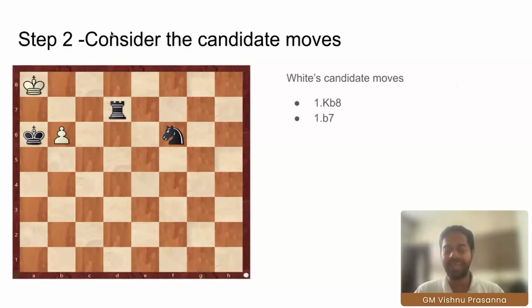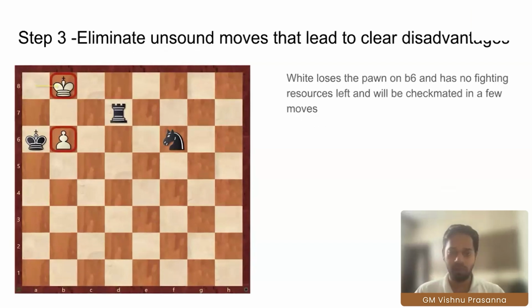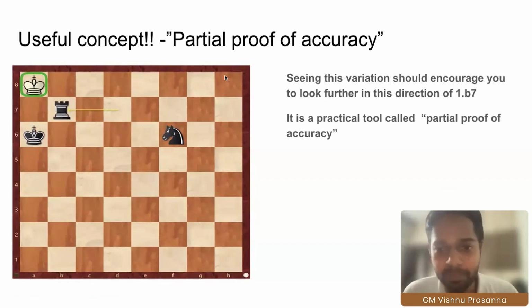Step 2 is consider the candidate moves. Exactly. King b8 leads to clear advantage, so we can eliminate it and go for b7. Very good. So the next portions will be difficult. I'm just starting off easy to define the problem with. So when we calculate b7 and we consider rook into b7, in this variation we have achieved our goal, right?